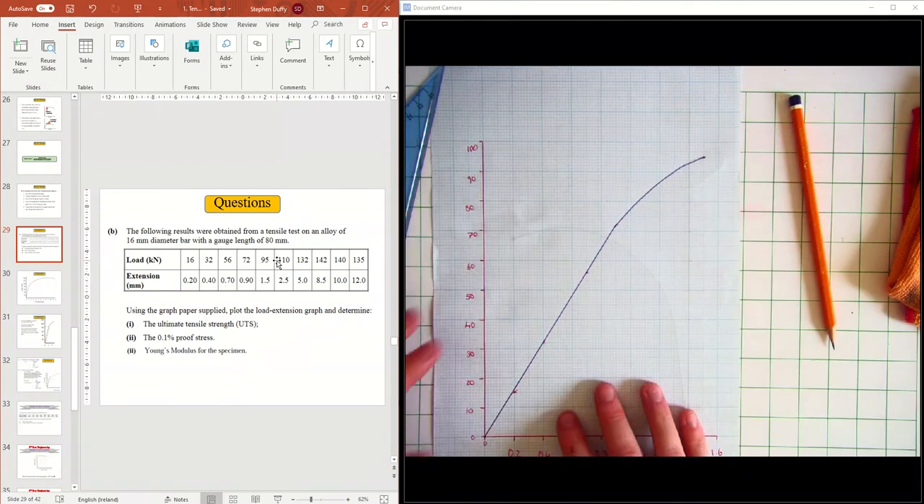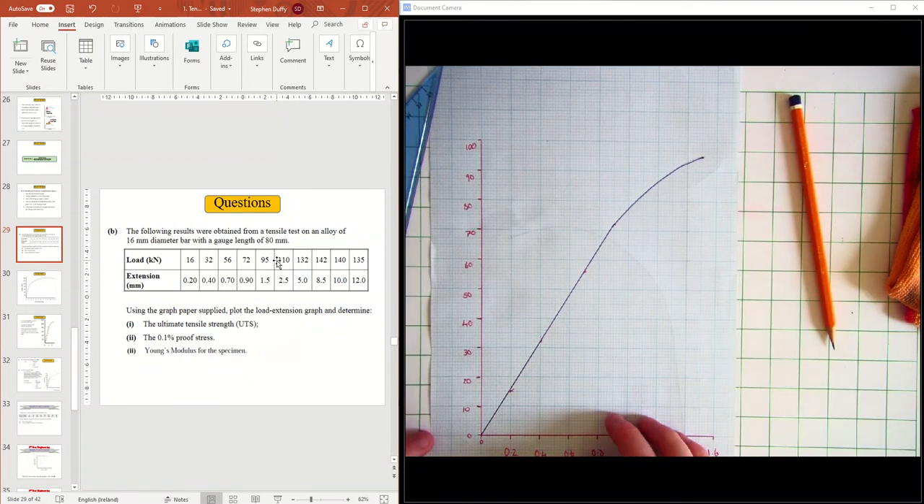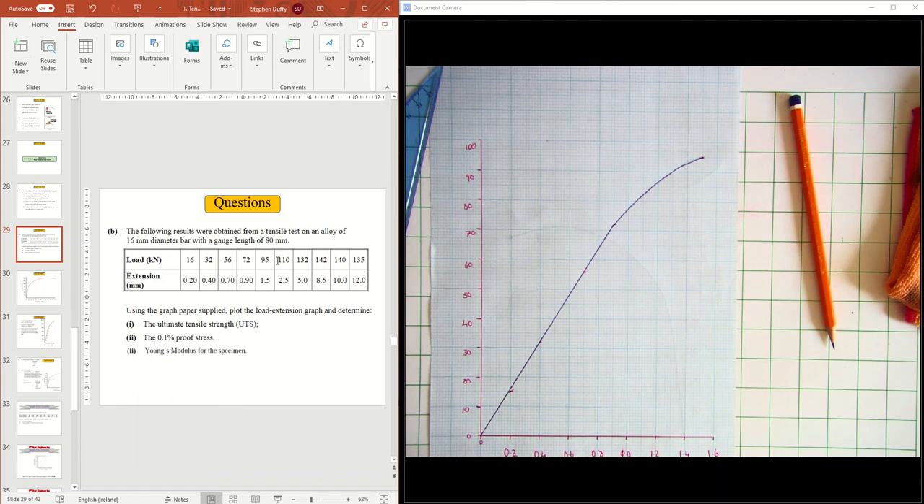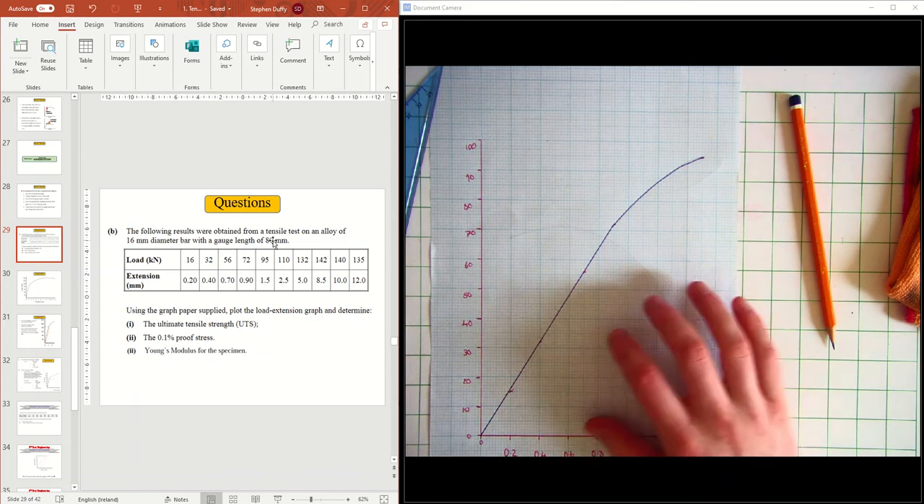So this is the enlarged section of my graph, so that's part 2 of the steps done. I'm after enlarging the straight line. Now I need to find 0.1 or 0.2% of the gauge length of the sample. Depending on the question, if it's 0.1 or 0.2%, in this question they're asking us to find 0.1% proof stress, so I need to find 0.1% of the gauge length. We're told the gauge length is 80.